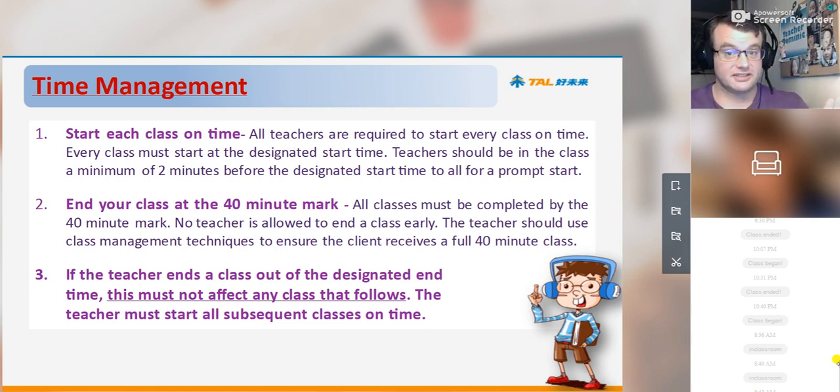Under no circumstance are you allowed to exit the class before the designated finish time listed in your portal. Make sure you double check that. It's very important. If the teacher ends the class out of the designated end time, this must not affect the following class. Let's say you want to extend, you want to help the student to finish all the materials before the end of class. You want to extend by 2 minutes or 3 minutes, that's perfectly fine. You can extend, but make sure that you don't extend so much that you are late for your next class.